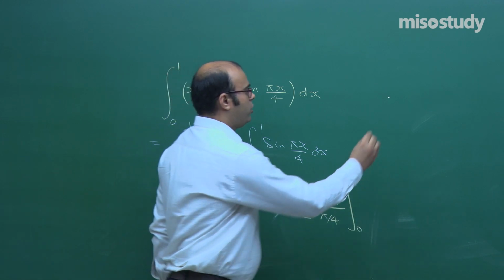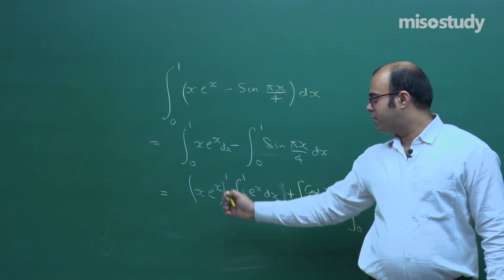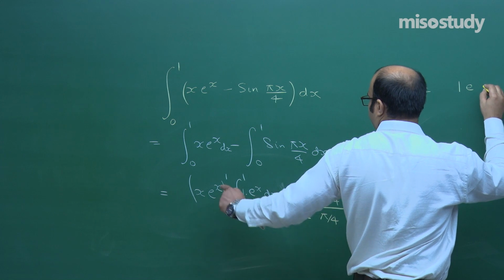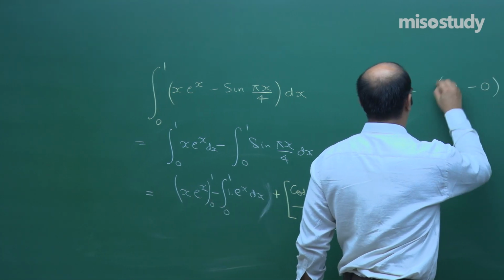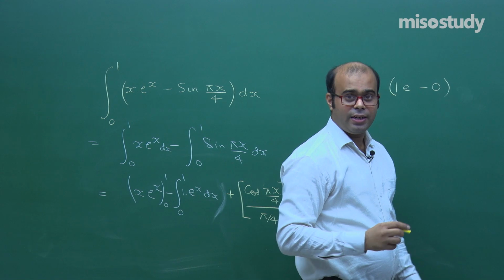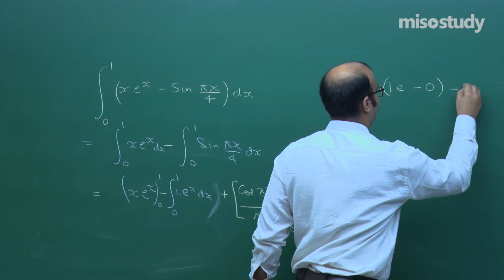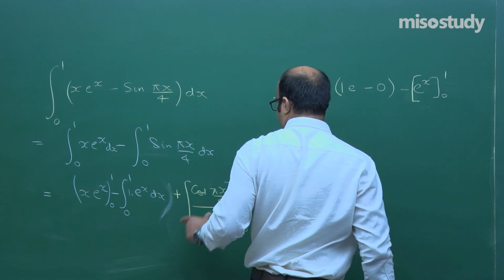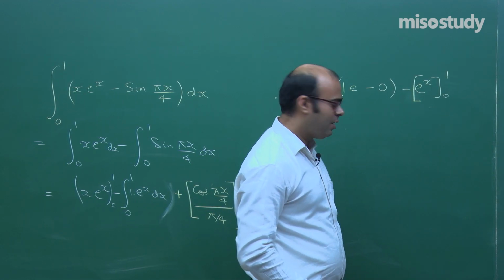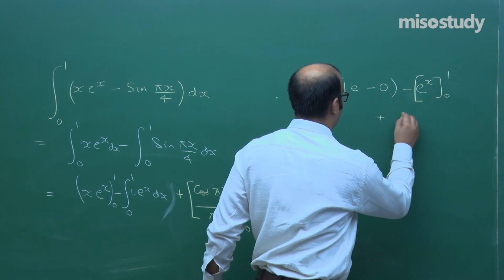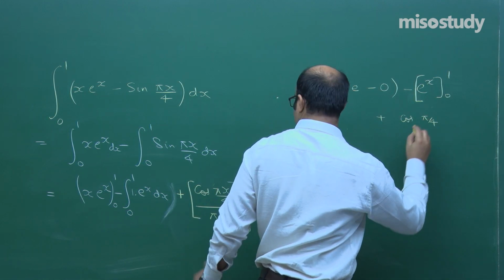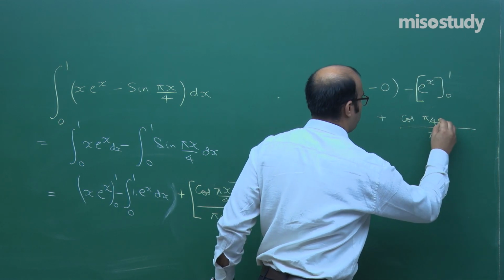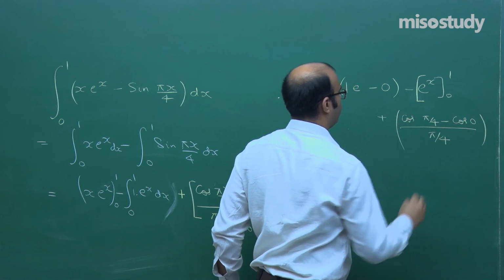In the next step we will put the limits 0 and 1 here. We will get 1 into e minus 0, and here e to the power x will be integrated to e to the power x, so you write e to the power x from 0 to 1. Here when you put the limit, what do you get, students? This 1 will give you cos pi by 4 upon pi by 4, of course, this is a constant. When you put 0, minus cos 0, this is what you will get.